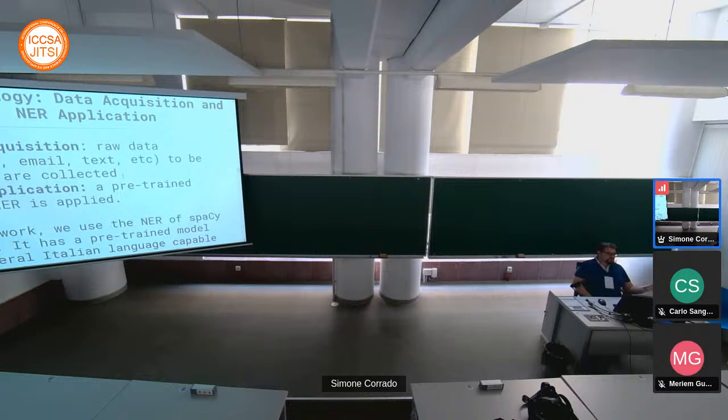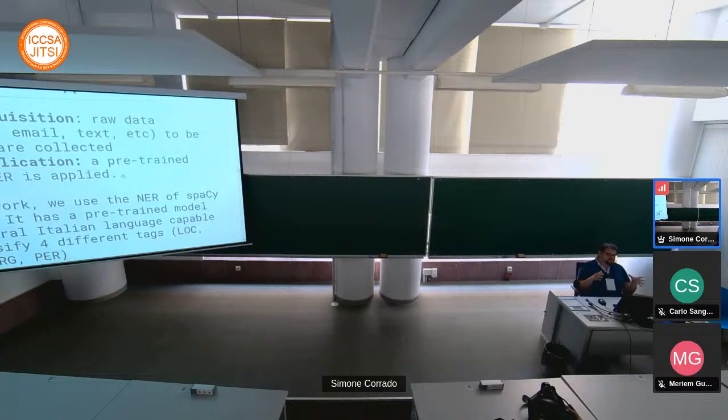We use a very common, very famous tool written in Python, the spaCy toolkit, which has a pre-trained model for general Italian. This general model does not work very well. In fact, it is capable of classifying only four different tags: LOC for location, MISC for miscellaneous, ORG for organization, and PER for person. To compare with English, the same tool, spaCy, is capable of classifying 18 different tags. So this is a big difference.